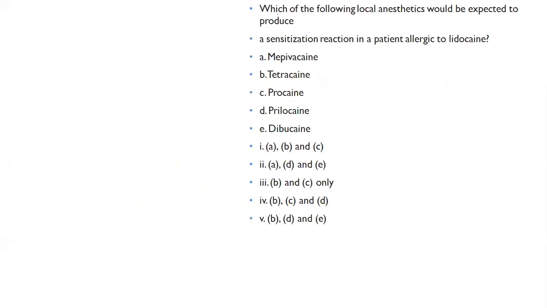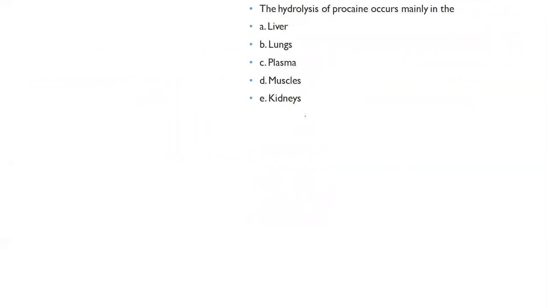Now we have, which of the following local anesthetics would be expected to produce a sensitization reaction in a patient allergic to lidocaine? So a patient is allergic to lidocaine, it means the patient is allergic to amides. So you cannot really give an amide because it will cause a reaction. So the only option is an ester. Is it mepivacaine, tetracaine, procaine, prilocaine, or dibucaine? So look at the options and take a few seconds to try to answer. So the answer is actually tetracaine and procaine, the esters, not mepivacaine, prilocaine, and dibucaine.